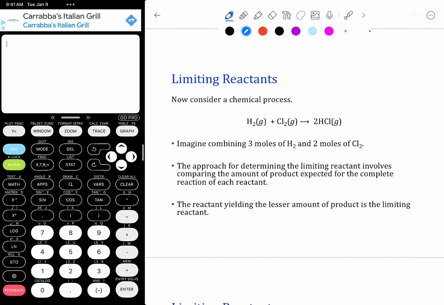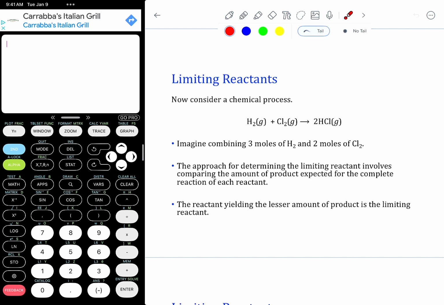So I have the example here of H2 gas reacting with chlorine gas, creating HCl, hydrochloric acid. So here's our reaction for that. Now let's say we take 3 moles of hydrogen gas and react it with 2 moles of chlorine gas. We want to find out which one of those reactants is going to be used up first. And the way that we are going to do it is we are going to determine how much product we can make based off of the starting materials of that reaction.